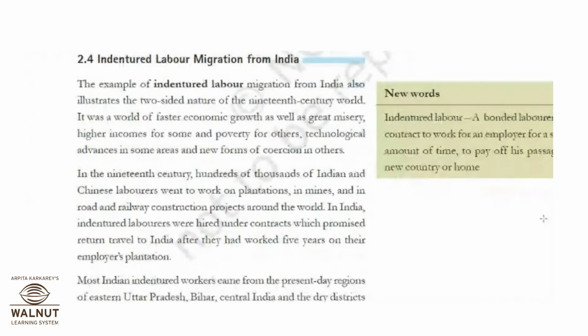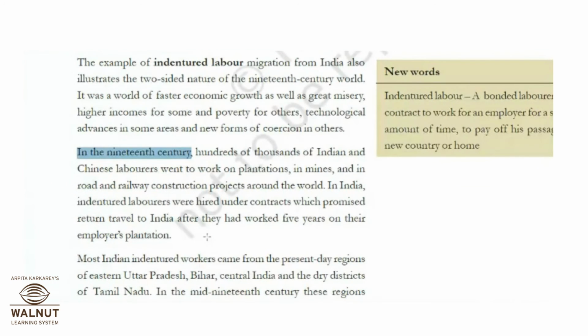The example of indentured labor migration from India also illustrates the two-sided nature of the 19th century world. It was a world of faster economic growth as well as great misery, higher income for some and poverty for others, technological advances in some areas and new forms of slavery in others. In the 19th century, hundreds of thousands of Indian and Chinese laborers went to work on plantations, in mines, and in road and railway construction projects around the world.